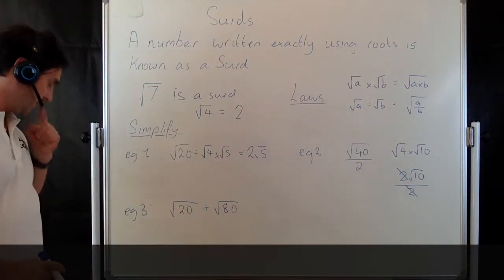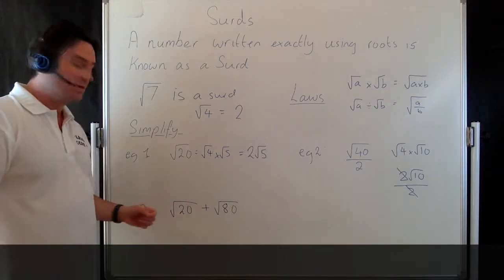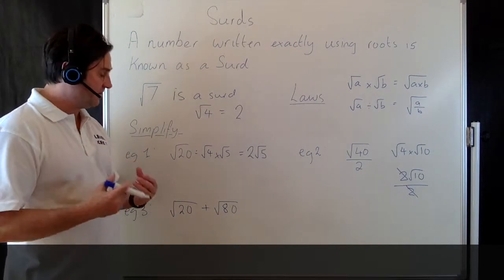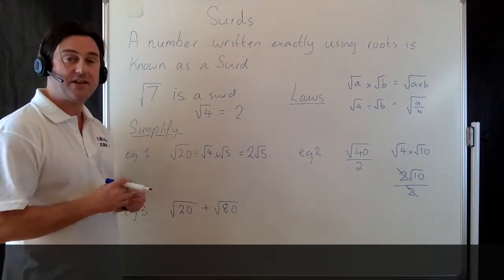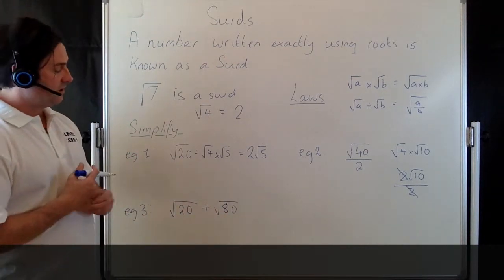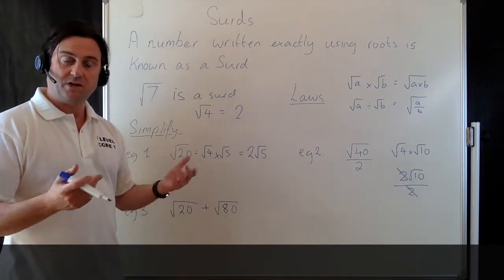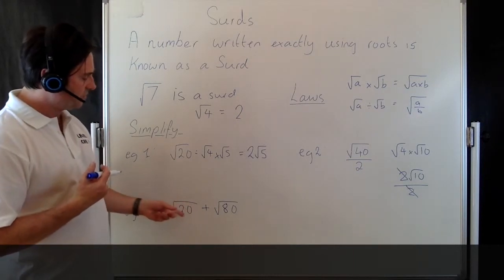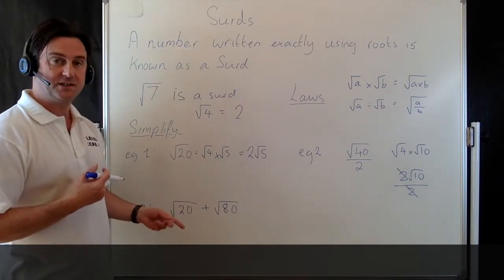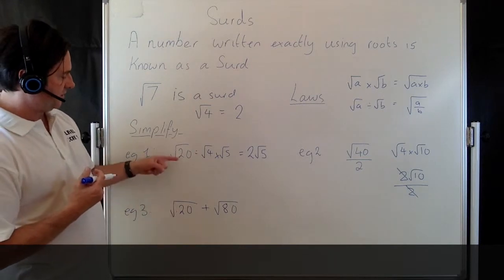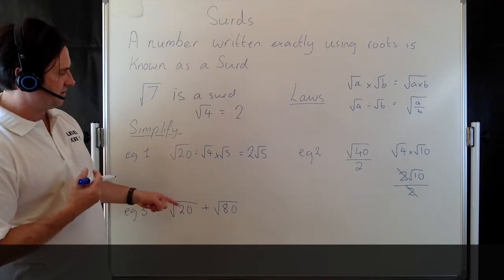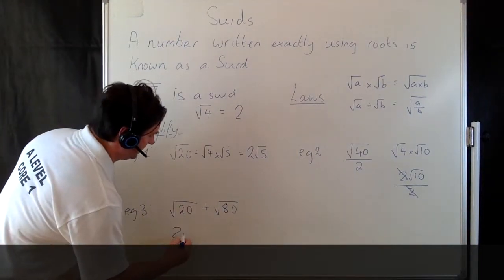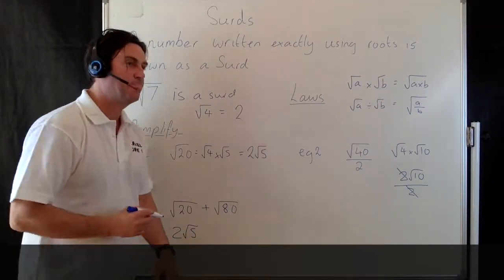The last one, example 3, this one's a little bit more complicated. We've got 2 roots here and we're adding them together. Now you can't add different roots together. You can't do that. So it's just like having x add y in algebra. We know we can't do that. And it's the same with roots. So here, what we could do though is simplify these. So if I look at the first one here, in example 1 I had root 20, which is equal to 2 root 5. So I could write root 20 as 2 root 5.